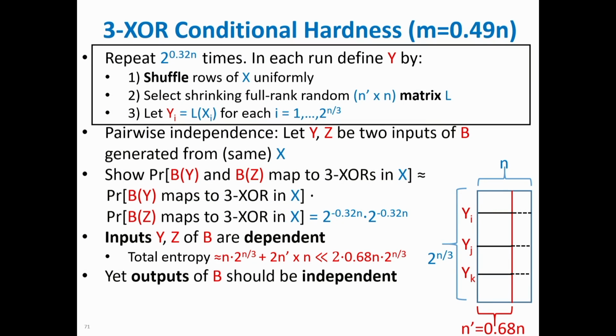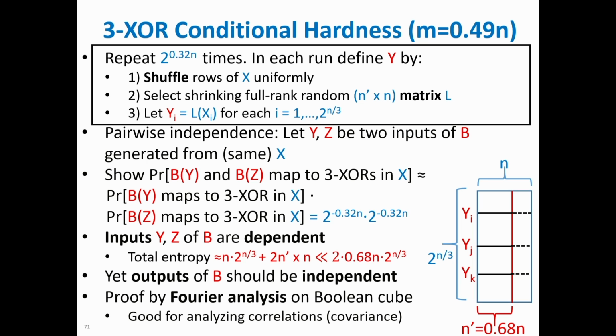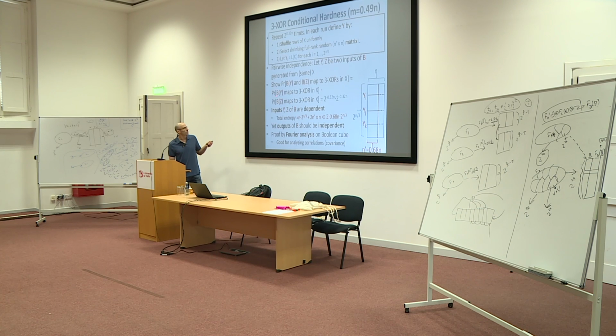I mean, I have 1 minute, so I said it's not trivial, so obviously it's not going to fit. But the proof is in the paper, and it actually uses heavy Fourier analysis on the Boolean cube. I'll just give you intuition why Fourier analysis is good here. Basically, Fourier analysis is good for analyzing correlations. So the first step is, we have a function B applied to Y. Y is just a matrix, just a Boolean matrix. And we have B applied to Z, and we need to analyze the properties of B.